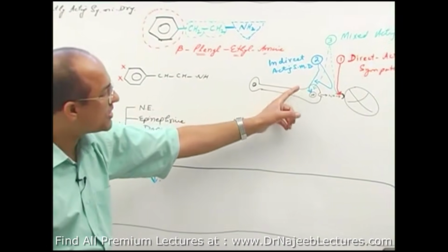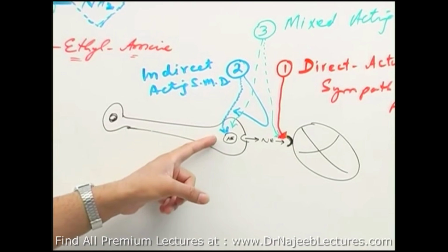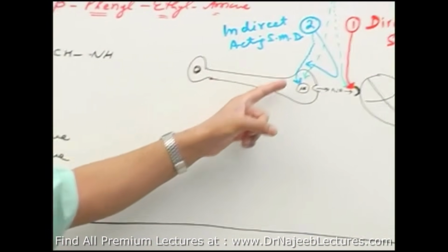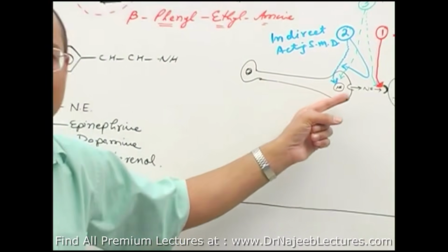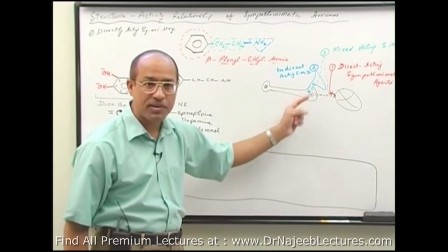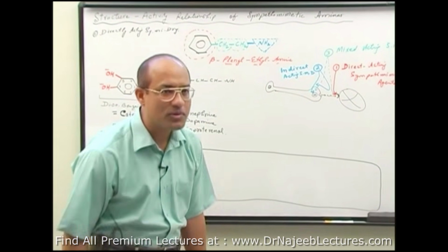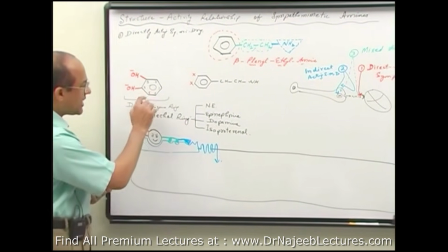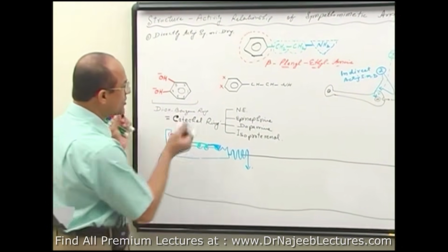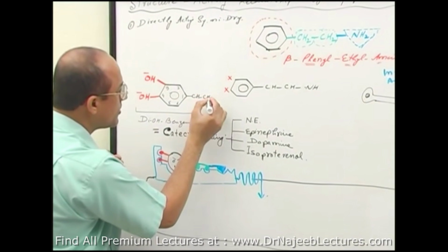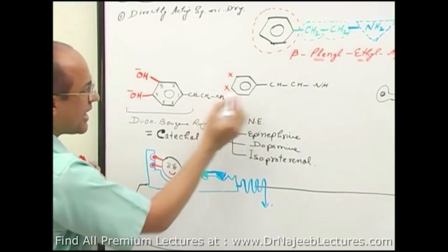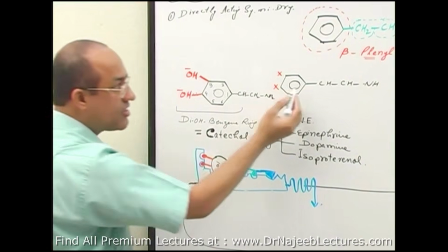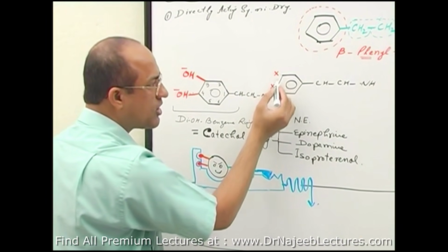Look here, to enter into the nerve ending, it should be more lipid soluble. So such drugs which don't have third and fourth hydroxylation can enter into the nerve ending and stimulate the release of norepinephrine from the nerve ending. They convert into indirectly acting sympathomimetic drugs. So again, compare this structure and that structure. The primary difference is that the third and fourth hydroxyls are present here. In this compound, third and fourth hydroxylations are absent.